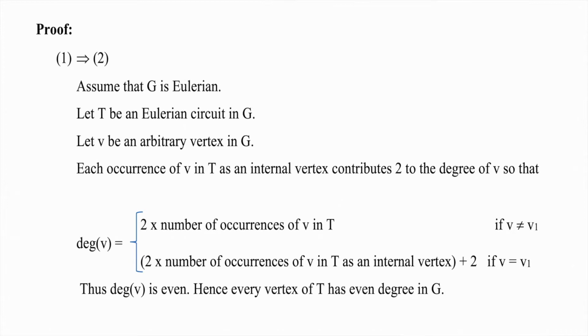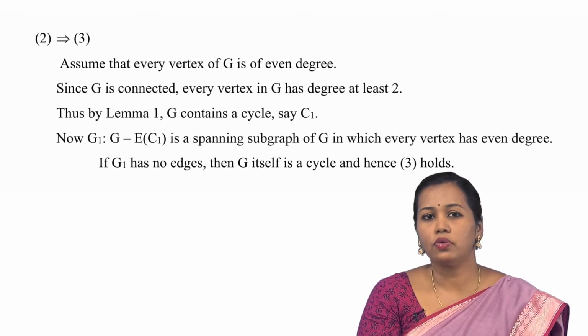Each occurrence of V in T as an internal vertex contributes 2 to the degree of V, so that the degree of V is equal to twice the number of occurrences of V in T if V is not equal to V1, and the degree of V is equal to twice the number of occurrences of V in T as an internal vertex plus 2 if V is equal to V1. Thus, the degree of V is obviously even, hence every vertex of G has an even degree. Now, we shall prove point number 2 implies point number 3.